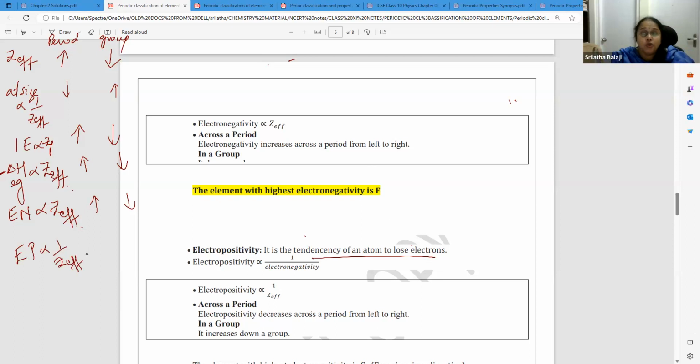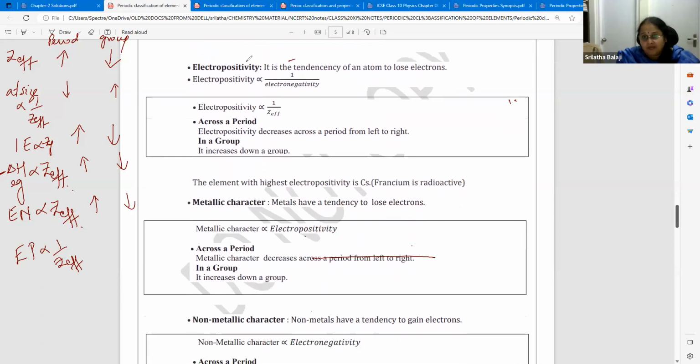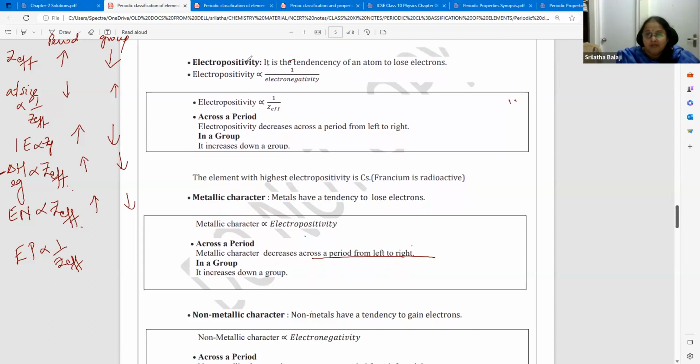Come on, I want you to fill up the things that are there on the screen. The element with the highest electropositivity actually is francium. Since francium is radioactive, we'll take cesium here.